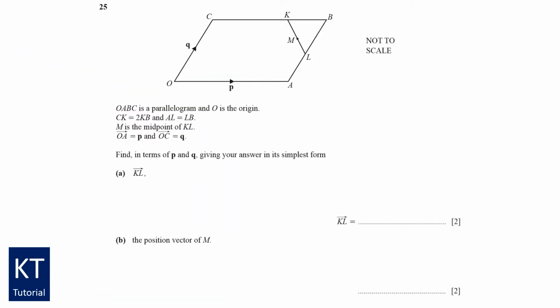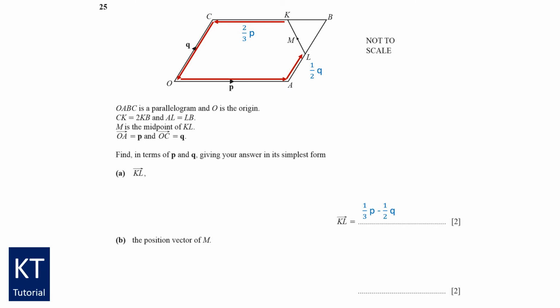Question 25. OABC is a parallelogram and O is the origin. CK is 2KB and AL is equal to LB. M is the midpoint of KL, with OA being P and OC being Q. Find KL in terms of P and Q. KL is best represented by the red arrows on the diagram. This is a third of P minus a half of Q.